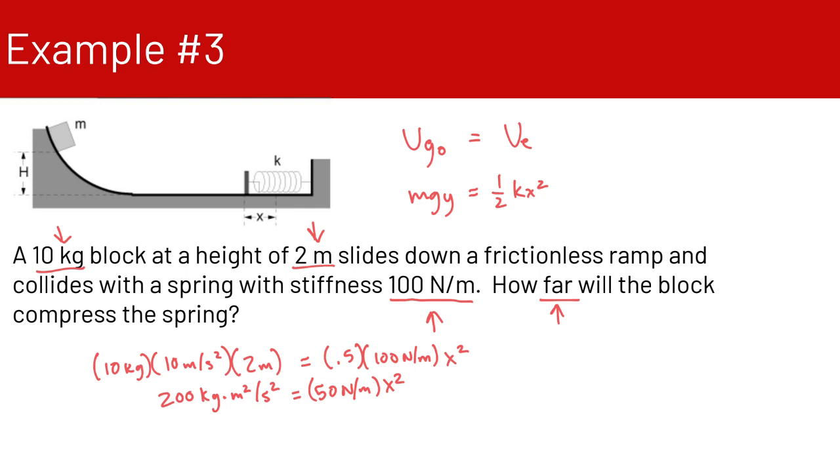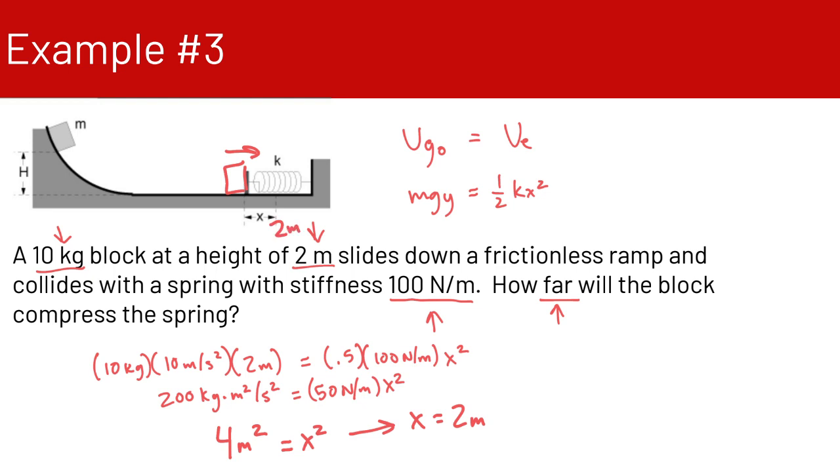Okay, so divide both sides by 50 newtons per meter, and that gives us 4 meters squared equals x squared. So that gives us an x that equals 2 meters. So the spring, once the block hits it here, is going to be compressed. This x is going to equal 2 meters.